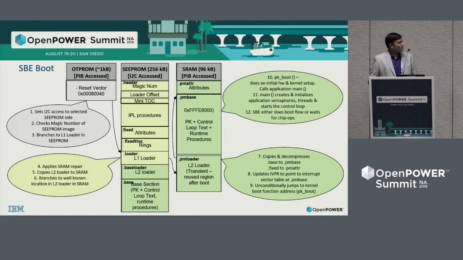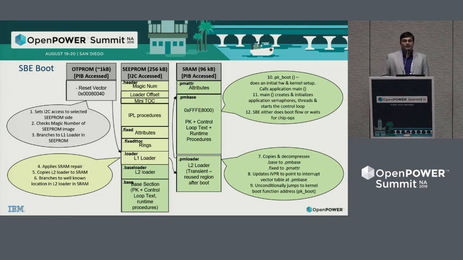You can see that OT-PROM is really tiny, it's less than 1K. CPROM is just 256, and then we have ECCs, so that reduces this capability even more, and the SRAM is just 96. So the moment we reset the SBE, it lands up in the OT-PROM, and that's where it actually sets up the I2C access to the CPROM devices and starts booting from there. It makes sure the magic numbers and the images are good, and then branches to the L1 loader, which is in the CPROM. So CPROM is made up of different sections.